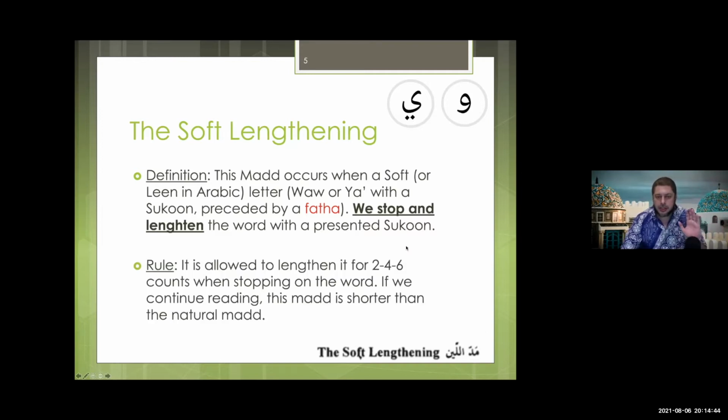All right. Now, how long should it be? It's either 2, 4, or 6, like last week. Remember, al-mad al-arid lis-sukun is either 2, 4, or 6. The same for this case, either 2, 4, or 6. However, if we continue and we don't stop, if we do wasl and not waqf, then it's even less than 2. This is how it's different from last week's lesson, because we said last week that al-mad al-arid lis-sukun, if we continue, is going to be mad tabi'i, natural mad 2. But in this case, it's even shorter than that. It's even shorter than 2. Okay, let's have a look at some examples.